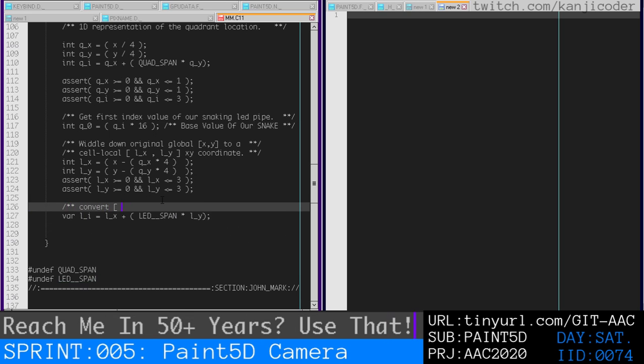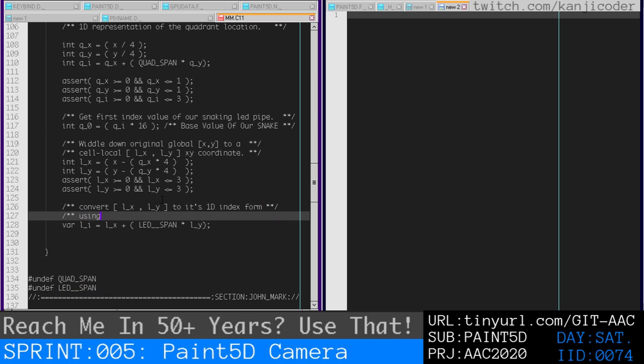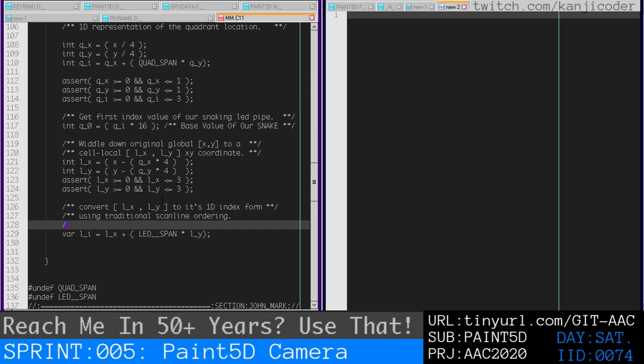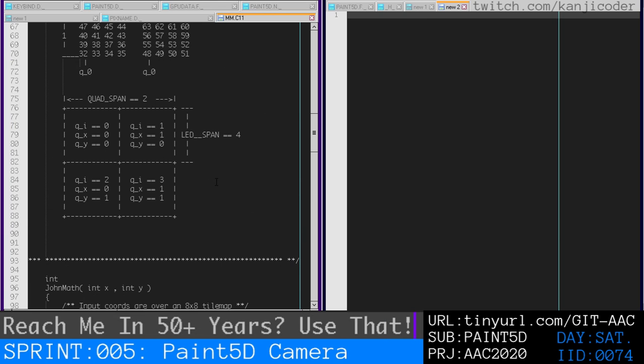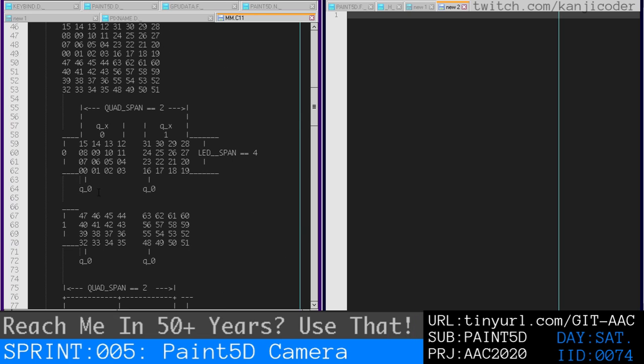Convert lx, ly to its 1D index form using traditional scanline ordering, left to right, then top to bottom. Right, so we're going to reorder that using scanline ordering, and then once we have this here, we're going to say, hey, everything is just offset here by this q0.